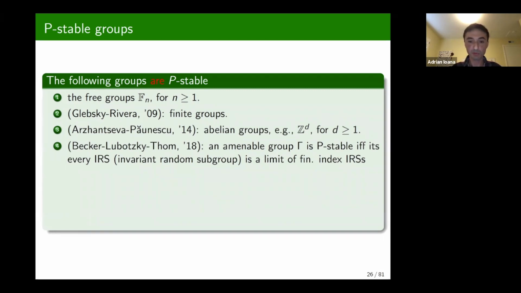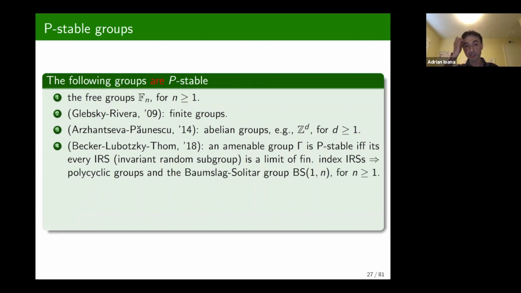I will not spend more time on this. Perhaps there'll be talks later in the series about this, but let me just mention that they were able to use this to prove that various amenable groups, including polycyclic groups and the Baumslag-Solitar group BS(1,n), are p-stable. And the method that they introduced relating to IRSs was used also last year to give more examples of amenable groups that are p-stable.